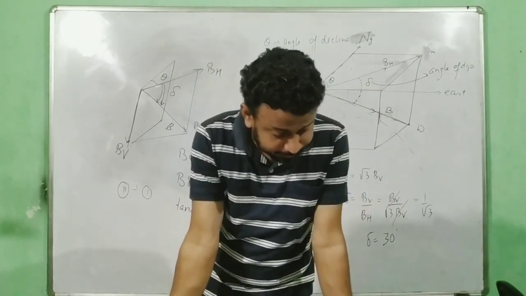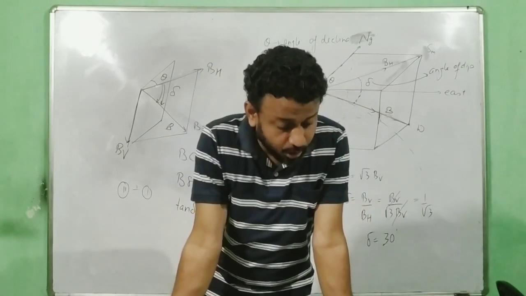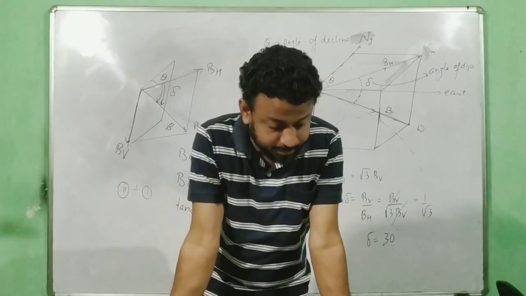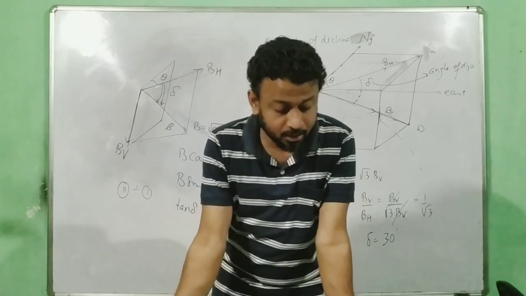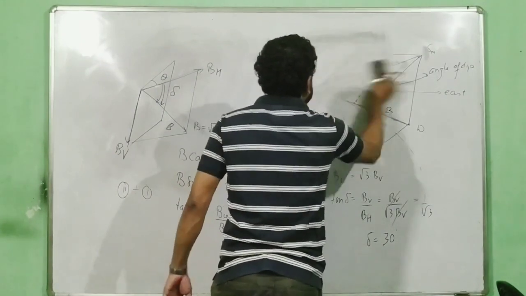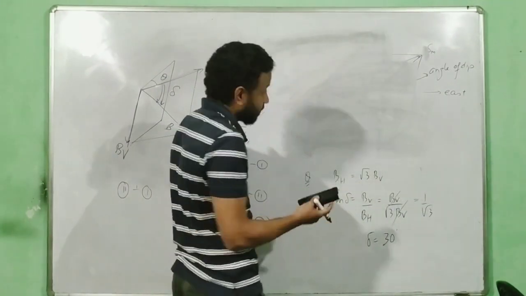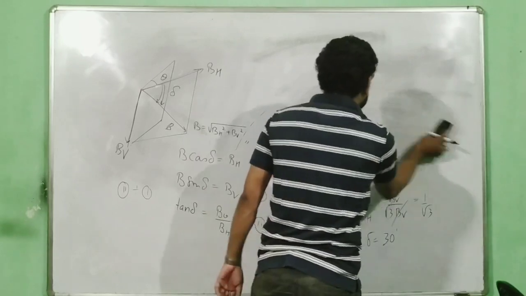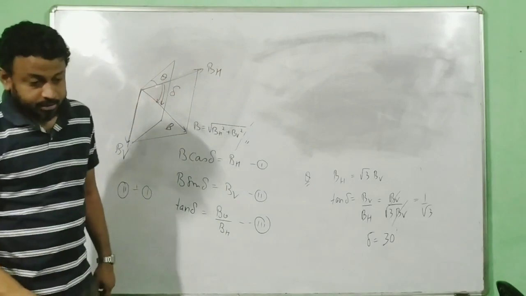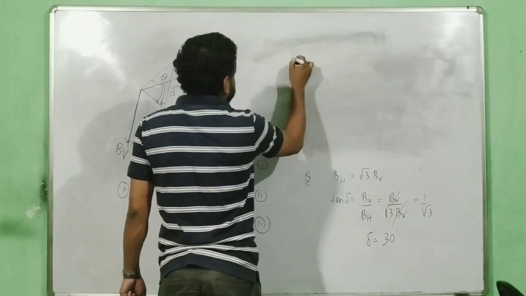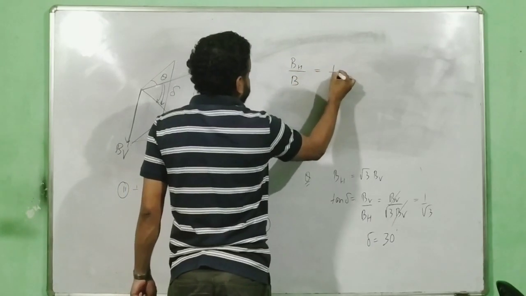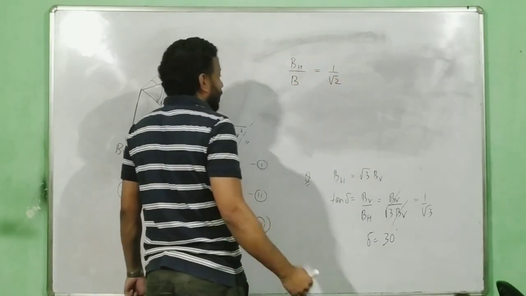Similar questions are like this. If the ratio of horizontal component of Earth's magnetic field to the resultant magnetic field at a place is 1 by √2, what is the angle of dip at that place? Similar question, nothing much of difference. The question says the ratio of horizontal magnetic field and the resultant magnetic field is 1:√2. What is the angle of dip?